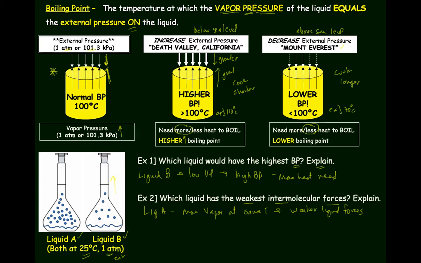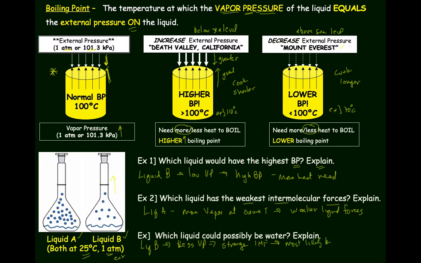In 3, which liquid could possibly be water? If you look at these two, I would think the lower vapor pressure, again, indicates a polar substance. So liquid B would probably be water. You have less VP, which means stronger intermolecular forces, so that would most likely be water, and there are your hydrogen bonds. So again, you could look at this and compare liquids that way also.